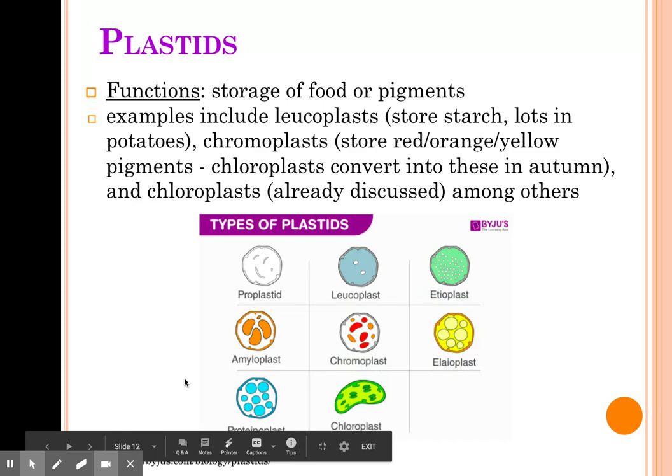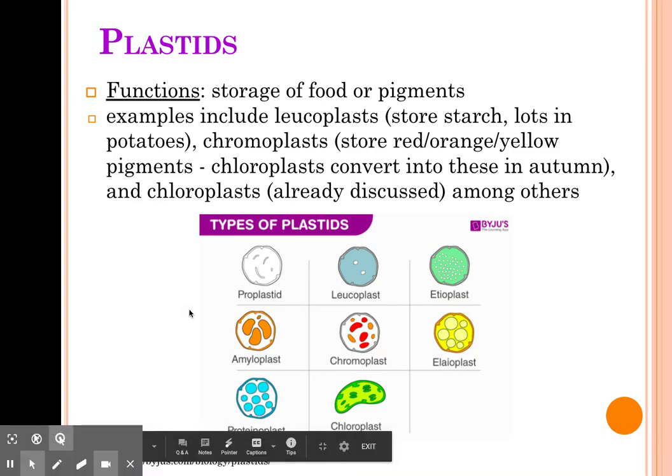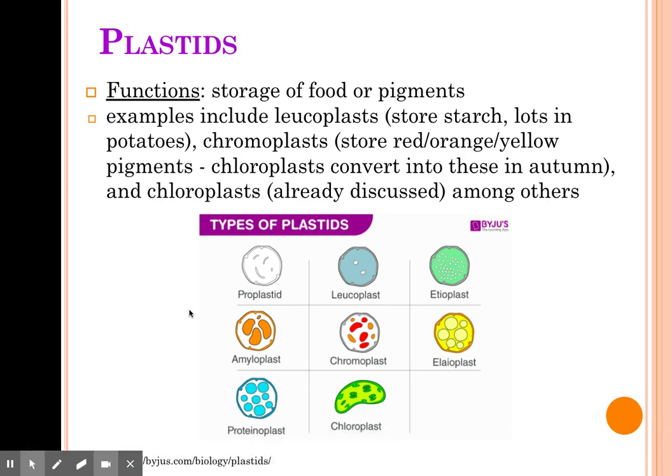Plastids are storing food or pigments, so they're kind of like vacuoles, but they are specific to food or pigments. And one example is a leucoplast. A leucoplast stores starch. Starch is white in color, and so leuco means white, and that's why they're called leucoplasts. And you see a lot of these in just regular white potatoes, or like a baking potato or russet potato. Chromoplasts store color. Chromo means color, so they're storing your red, orange, and yellow pigments.